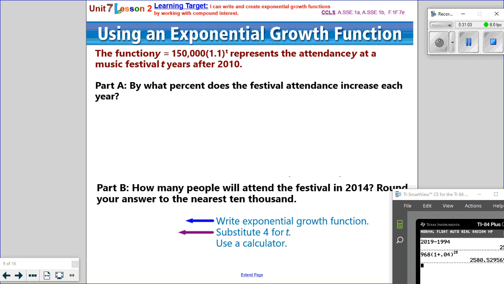All right, go ahead and see if you could do this one using the exponential growth function, and they give it to you. The function y equals 150,000 times 1.1 to the t power represents the attendance at the music festival t years after 2010. By what percentage does the festival attendance increase each year? So look at the formula and see if you could do it. And then answer part B. Press pause now.